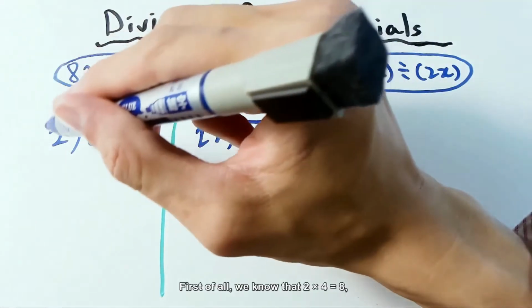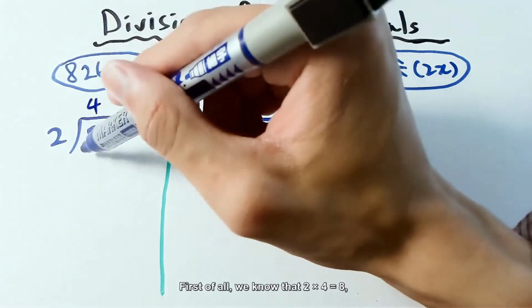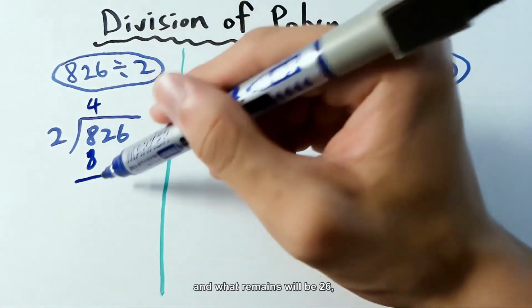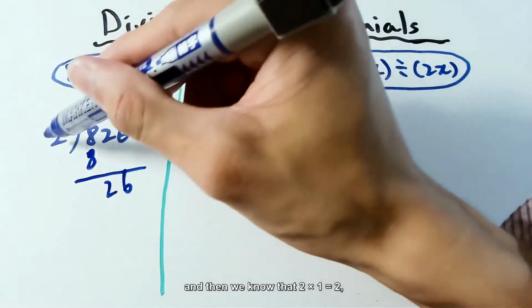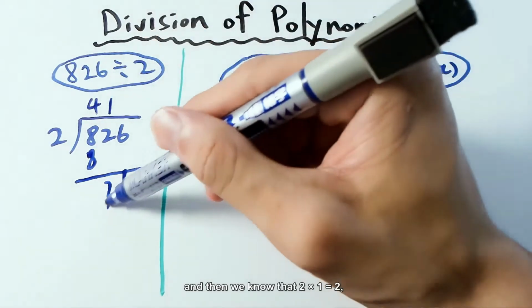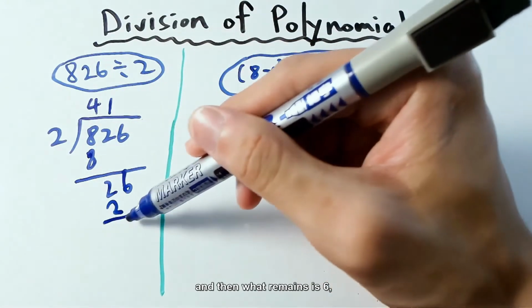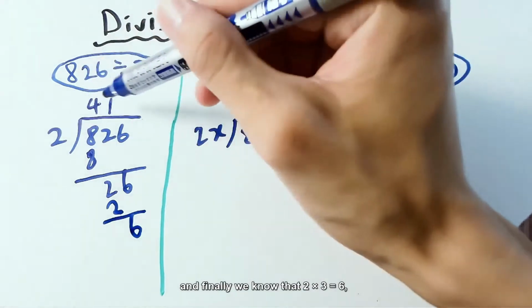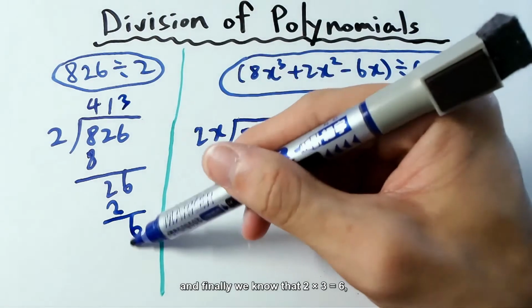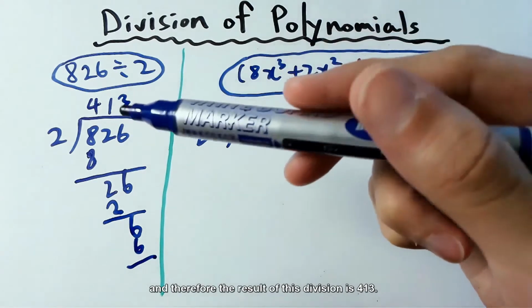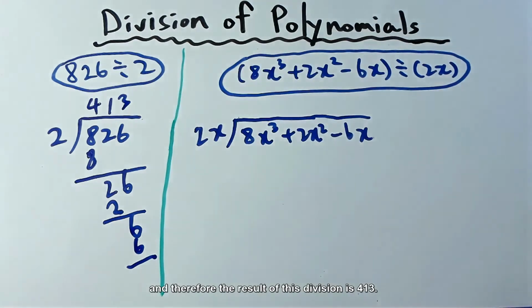First of all, we know that 2 times 4 is equal to 8. And then what remains will be 26. And then we know that 2 times 1 is equal to 2. And then what remains is 6. And finally, we know that 2 times 3 is equal to 6. And therefore, the result of this division is 413.